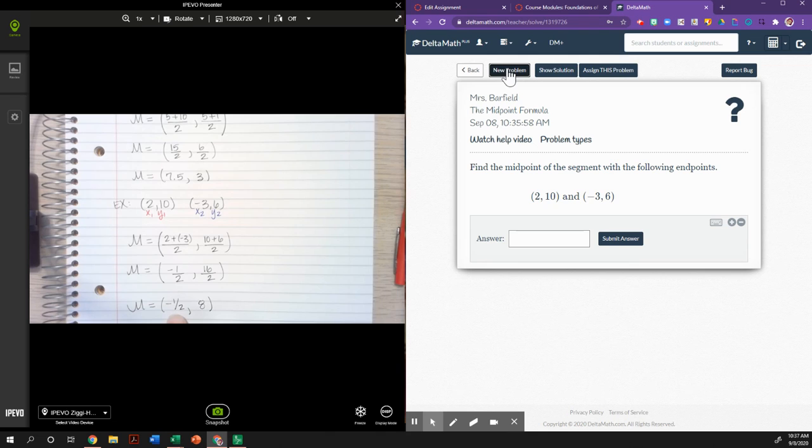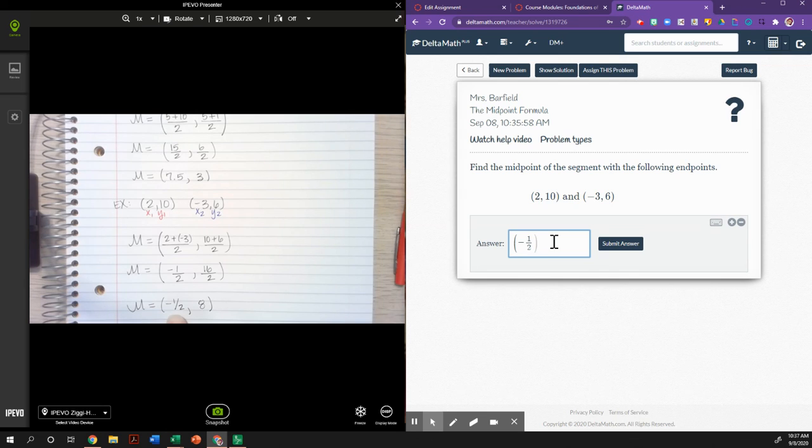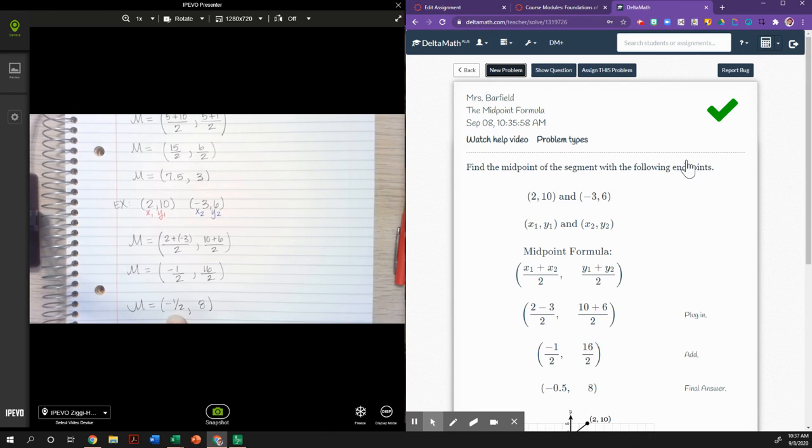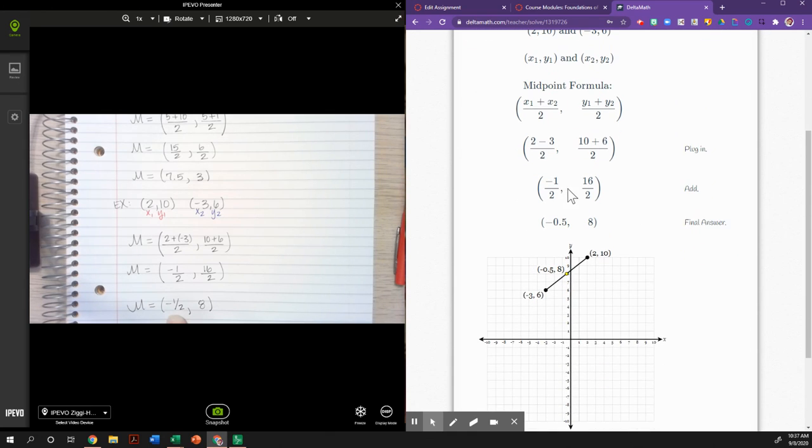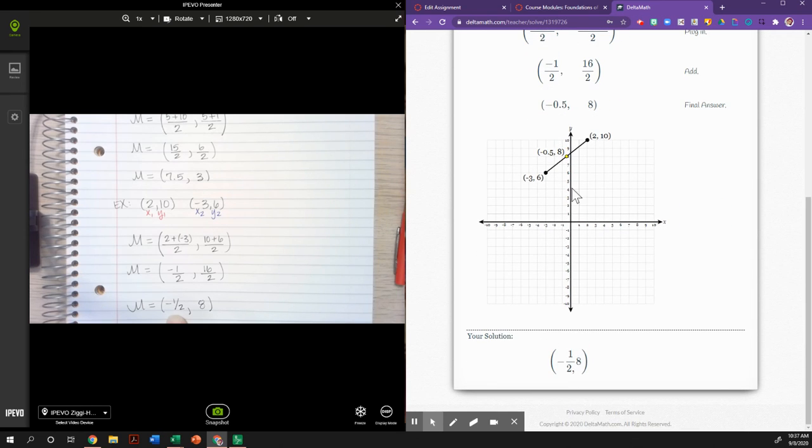All right, so now if I go over here, parentheses, negative 1 divided by 2, comma, 8, close my parentheses. All right, so submit my answer. And there we go. So see, it's okay that you submit your final answer as a fraction. It'll convert to a decimal here in Delta Math. And you can see here the picture. These are my 2 points, and we have found the midpoint.